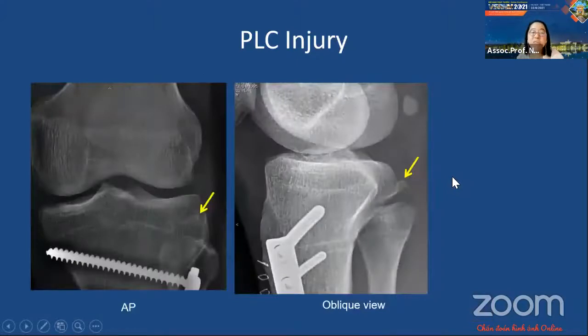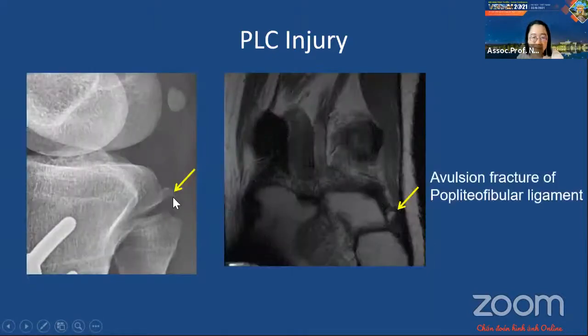Sometimes it may be difficult to identify this small fracture on AP view. You may use an oblique view to identify this fracture. And this is the MRI of the case that has a small fragment pulled by avulsion of the proximal fibular ligament. And this is the proximal fibular ligament with avulsion fracture.